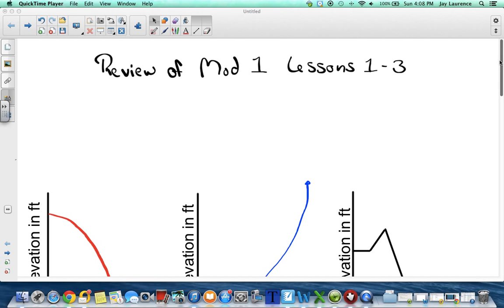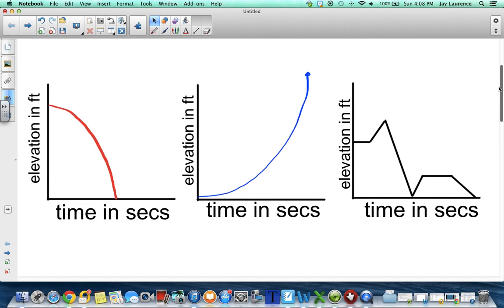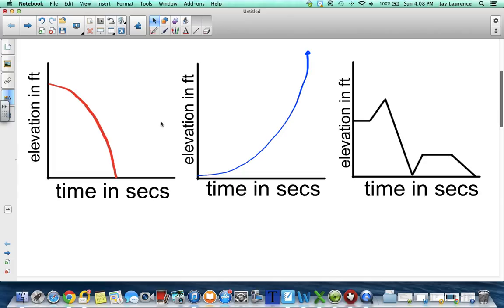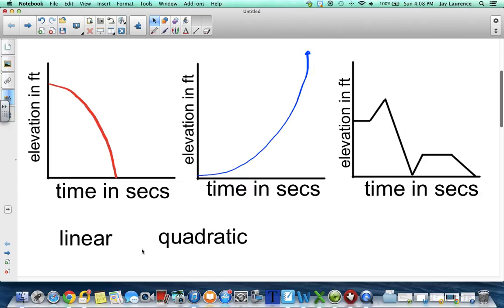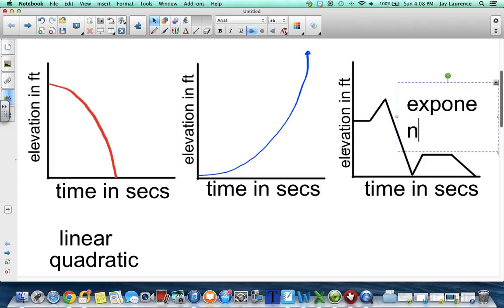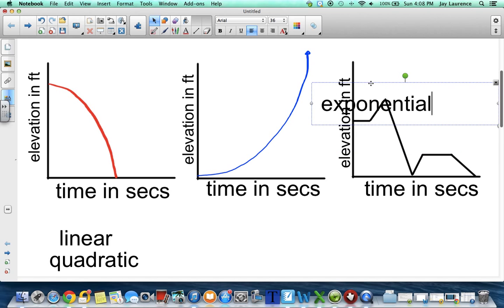All right, so we're going to do a quick review here. Shouldn't be a very long video. I've got 3 elevation versus time graphs here, and I need to know which one is linear. Let me put linear right here. Which one is quadratic? I'm just stacking them so that they're not by any particular graph. You're going to tell me that. Exponential. Okay, and which one is exponential?